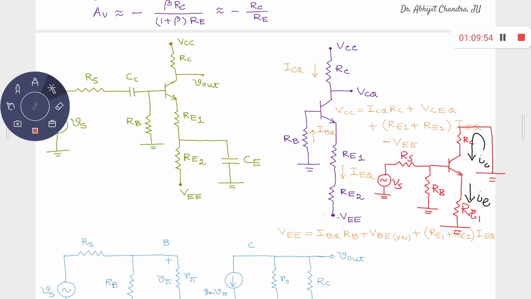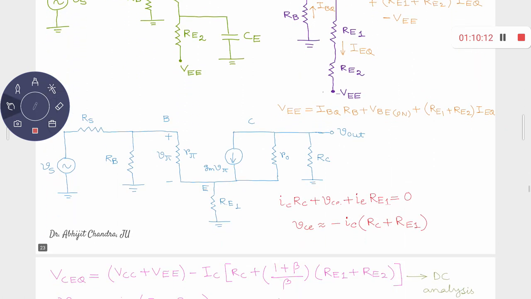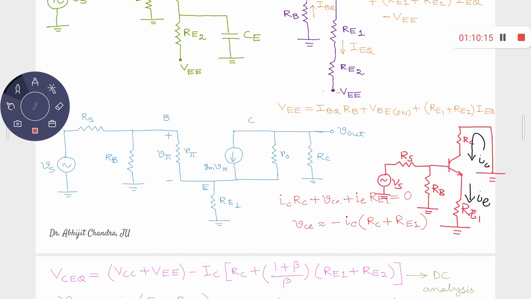Right? Now I am decomposing this circuit into two different circuits for two different types of analysis. For DC analysis, I will consider this one, for which all the capacitors are absent and all the signal sources are absent. And for AC analysis, we have considered that particular circuit, for which all the DC sources are absent and the capacitor is fully acting. It is providing zero impedance.